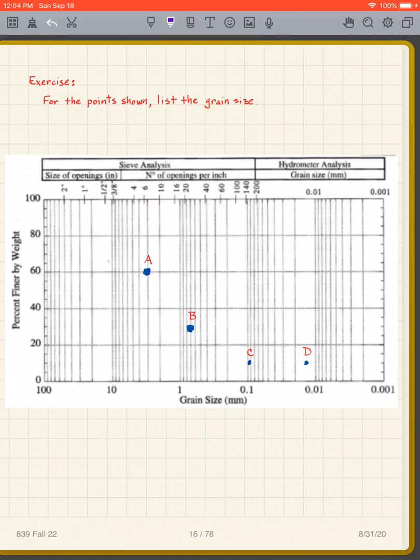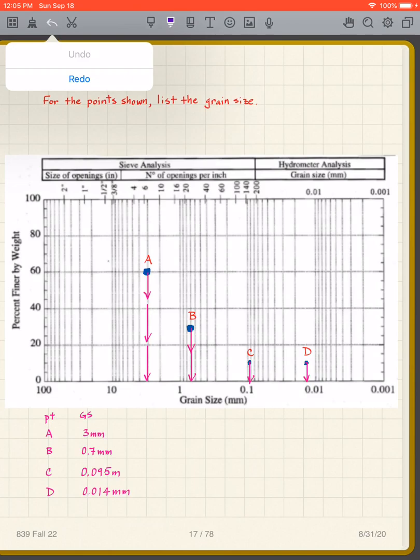Do this. All right, here's the solution. So point A reads down here. And what is it? Well, this is 1.